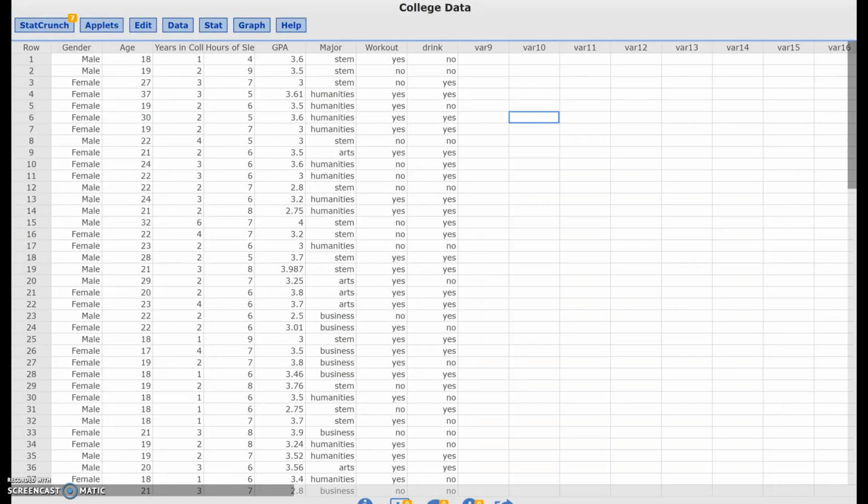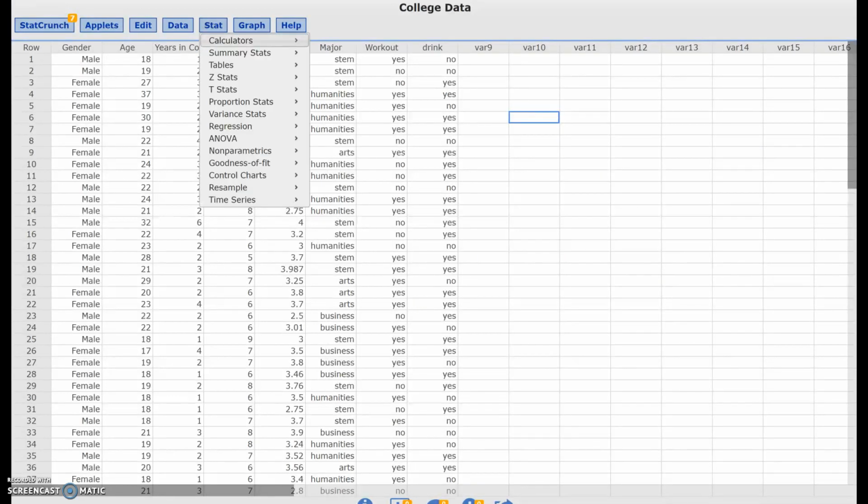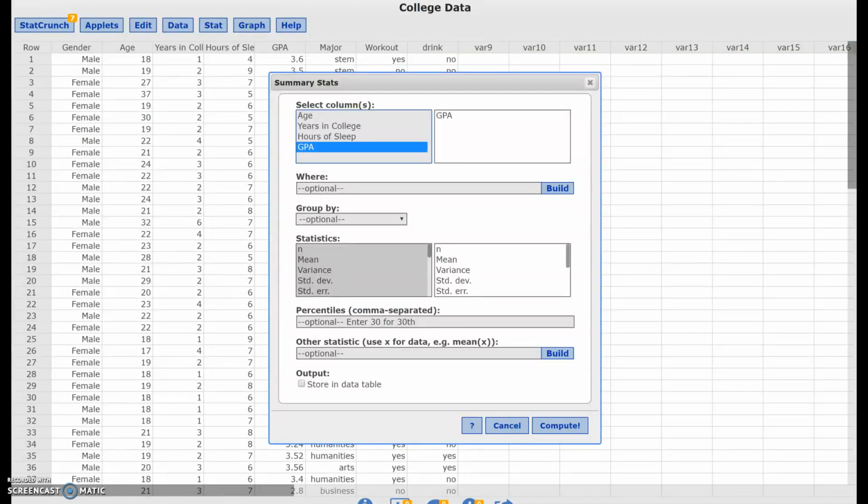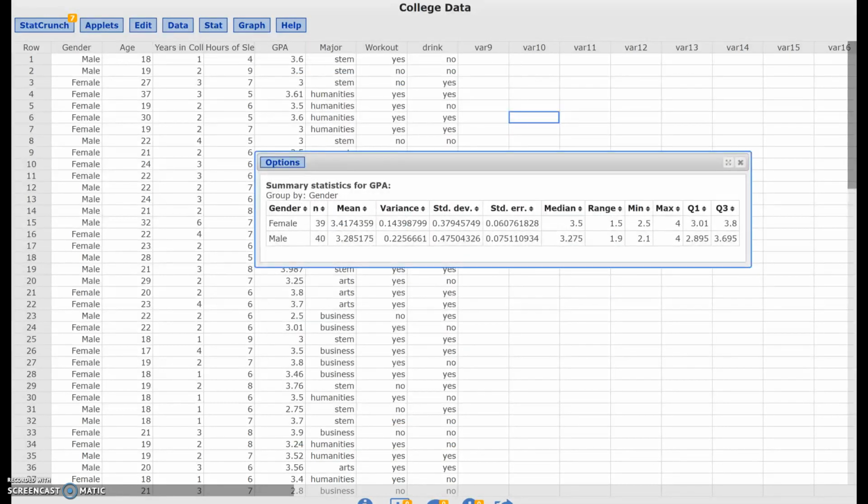If not, another way that you can do it is you can look at summary statistics columns. So let's look at the GPAs and let's group it by gender. Here you can see that the mean GPA of females is a little bit higher than the mean GPA of males. Here are some of the summary statistics. Now, is the mean GPA of females considerably higher than the mean GPA of males? It's 3.4, significantly higher than 3.2.